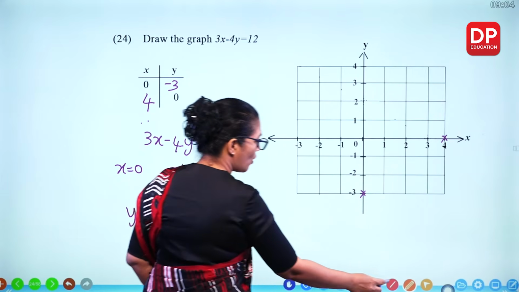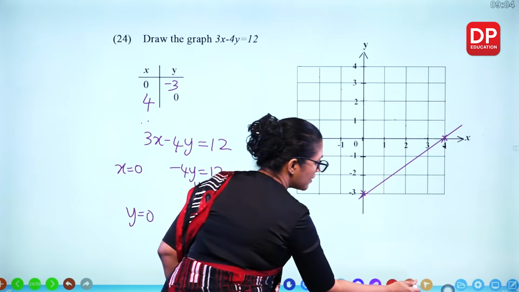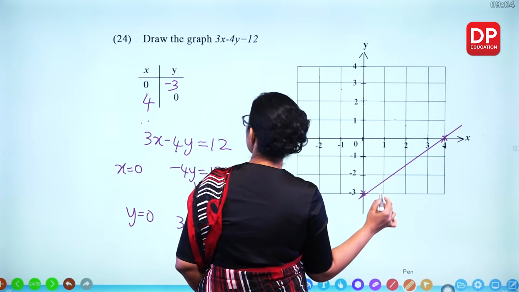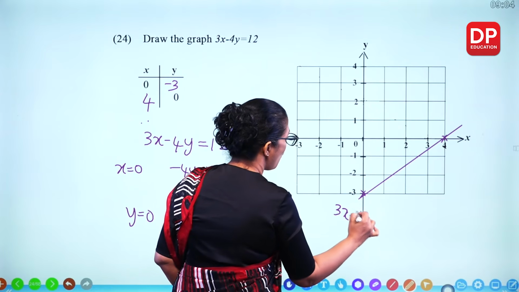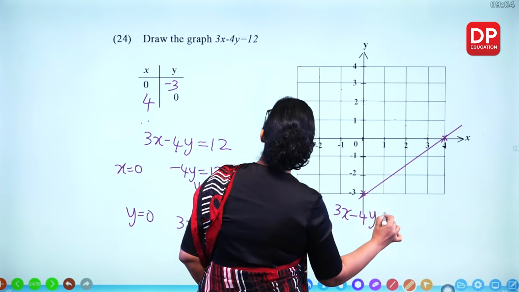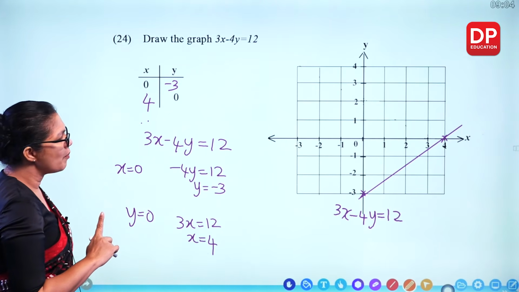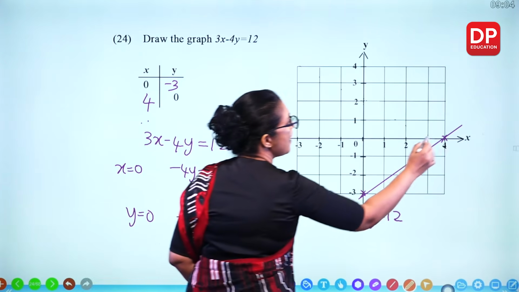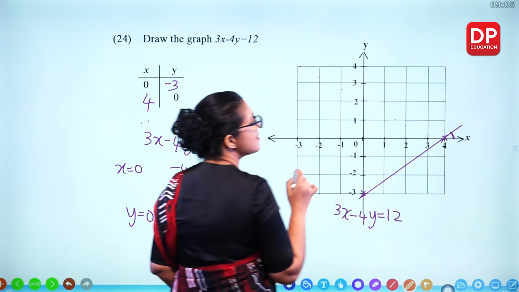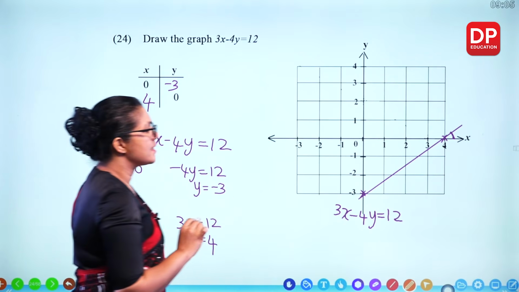So, these are the 2 points. Connect these 2 points like this. You get a straight line. Here, what's the straight line? 3x minus 4y equals 12. Now, what's the slope there? Slope is positive. The angle makes with the x-axis is an acute angle, and y-intercept is minus 3.